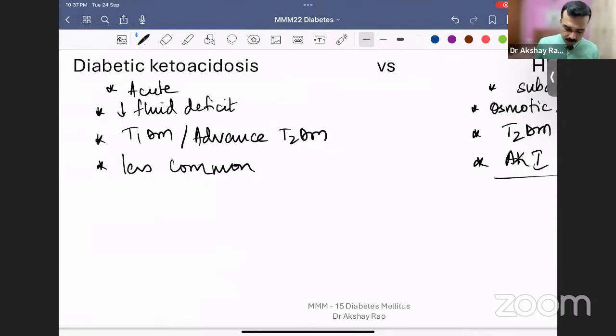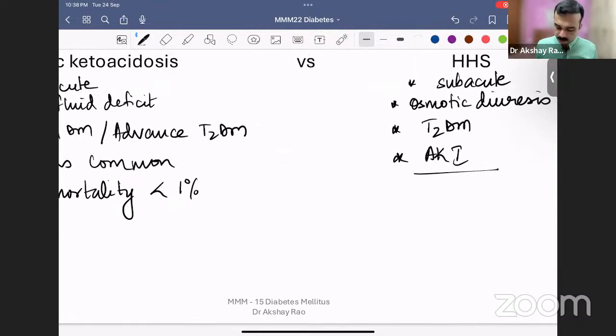What about treatment? Very good outcome. In fact, DKA mortality in this day and age, you should not accept it. You should not have a person dying of DKA. In 2024, there should be no patient dying of DKA. So mortality should be 0, ideally. But okay, we'll keep it as less than 1%.